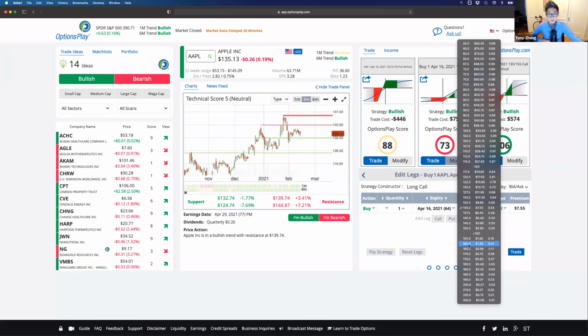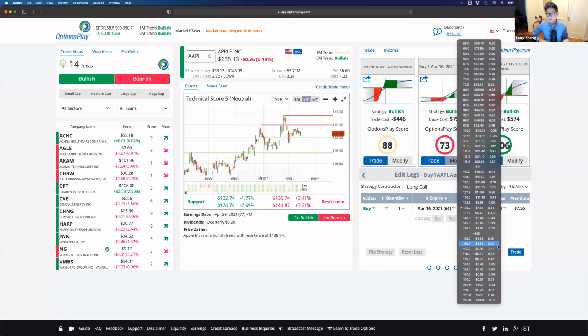As you can see, the delta is 0.14, which means that if the stock goes from $135 to $136, my $1.33 option will increase by only 14 cents. So here it'll increase by 53 cents. Here, it'll only increase by 14 cents. So Delta tells us the sensitivity of the option.